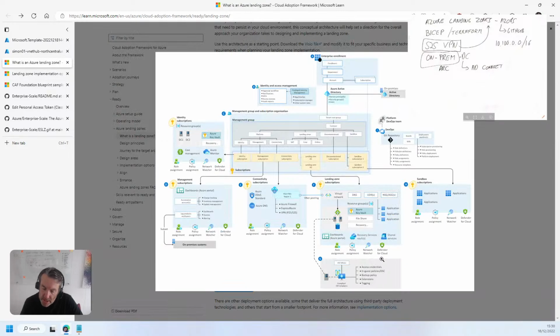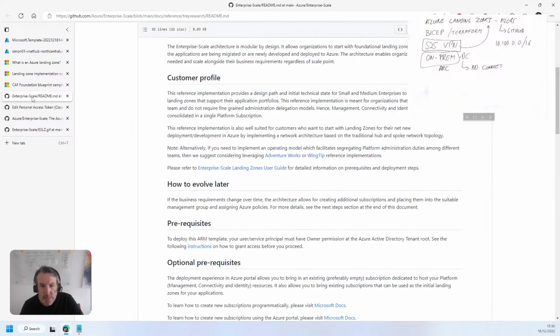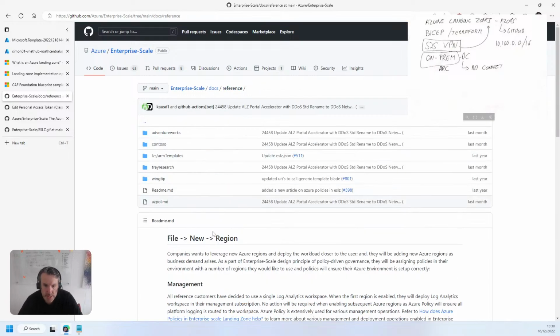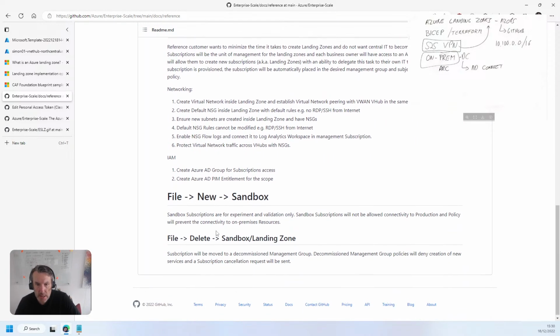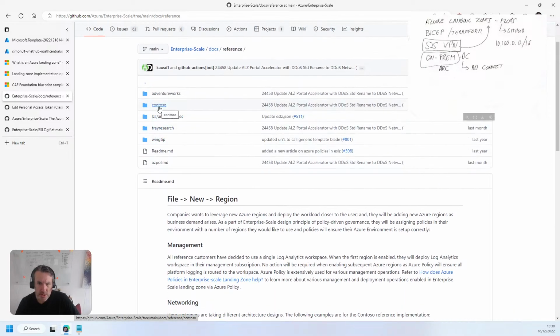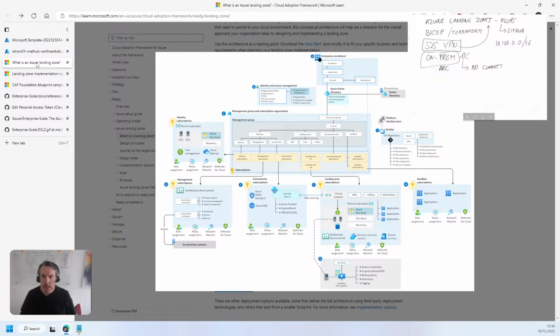This used to be called enterprise scale, and then there was enterprise scale for small businesses. And there are a number of different reference deployments for this. So we had Contoso, which was the full deployment, and then we had Tray Research and Wingtip and EventuWorks, which were separate deployments for different types of organizations. There seems to be a move towards just calling this landing zones rather than enterprise landing zones.